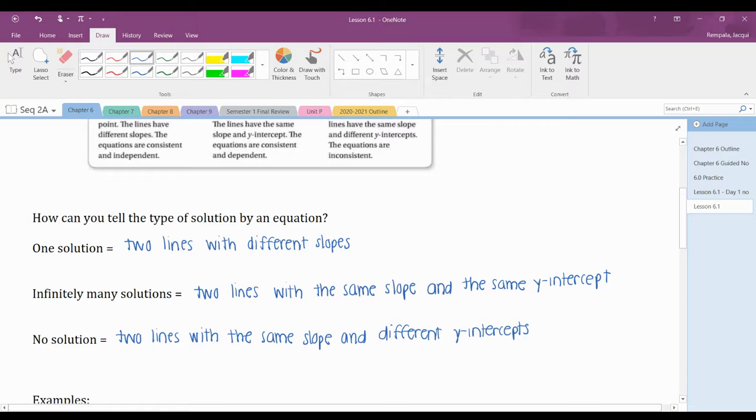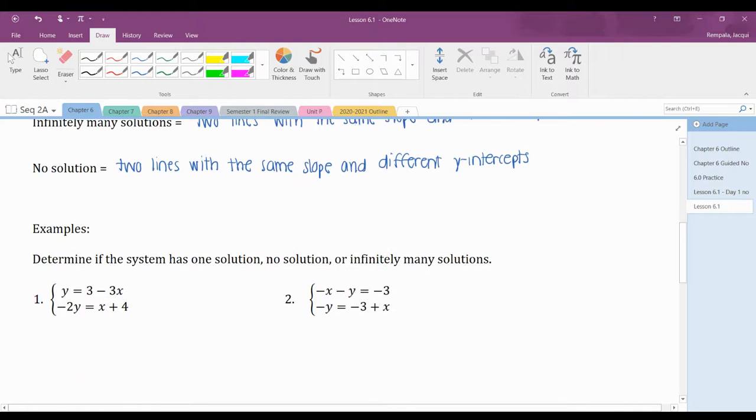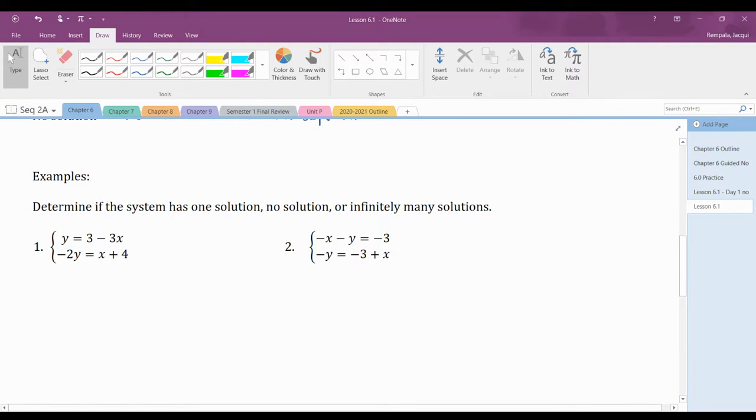All right, so it's going to be important that we not only can get our equations into that y equals scenario, but then we have to know, okay, what is my slope? What is my y-intercept? So then we can compare it to these three types of situations to determine how many solutions we have. So let's start looking at some examples. We are going to determine if the system has one solution, no solution, or infinitely many.